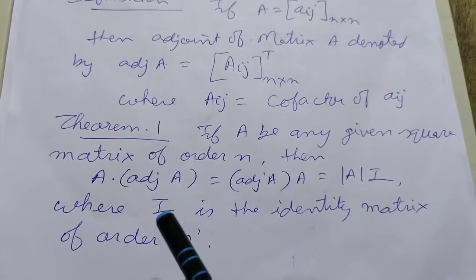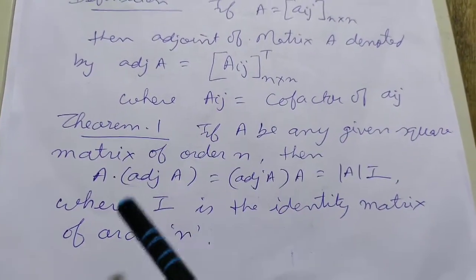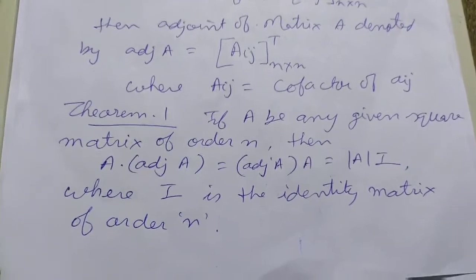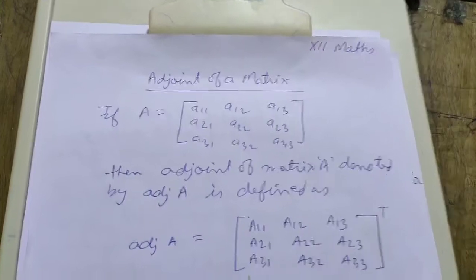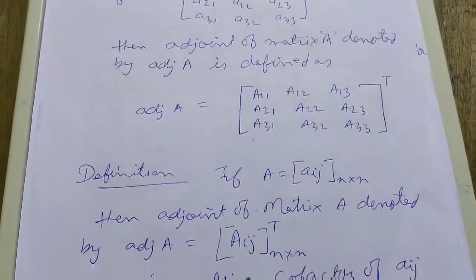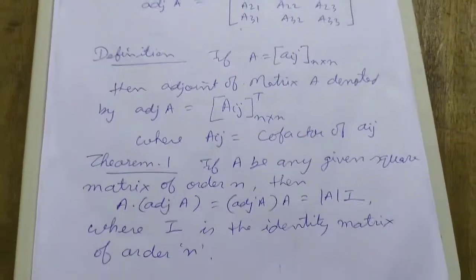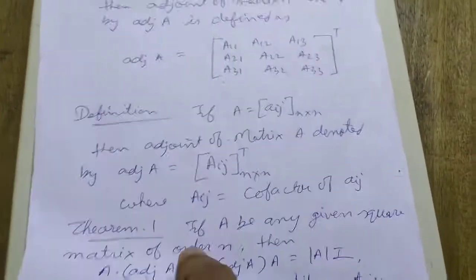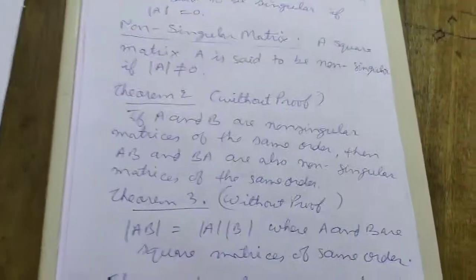So this important theorem, the applications of this are in word problems. So you can go through it. So this is our first. We have initially gone through the adjoint of a matrix definition, and then we have gone through theorem 1. Now let us go somewhat further.